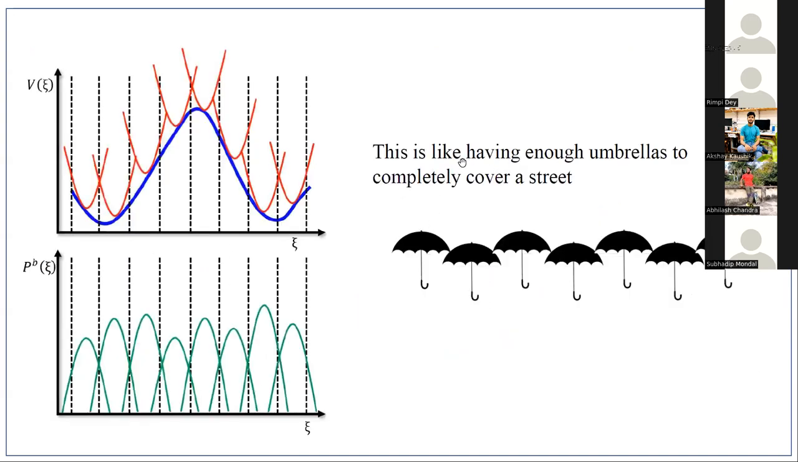This is like having enough umbrellas to completely cover the street. In each window we apply the umbrella to take the system from A to B, and from this we can calculate the biased probability, and from this biased probability we can use the WHAM code to find the free energy surface.